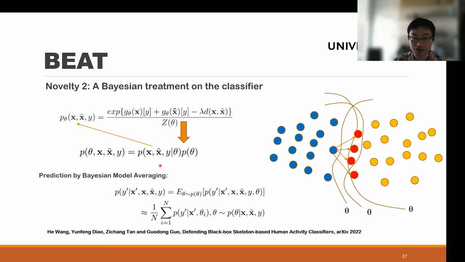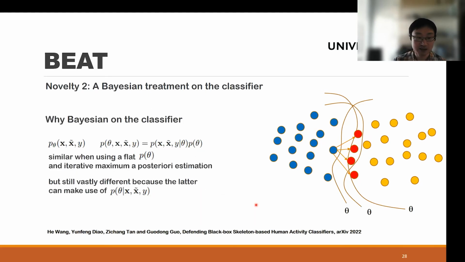Okay, so if we can train this, we can do a prediction this way. However, how we solve this, okay? First, why we're doing this has a theoretical background. Optimizing this one is quite similar to optimizing this one. If we use a flat distribution, like a uniform distribution for p theta, then iteratively apply maximum a posteriori estimation onto this distribution, that is actually very similar to doing stochastic gradient descent on this one.